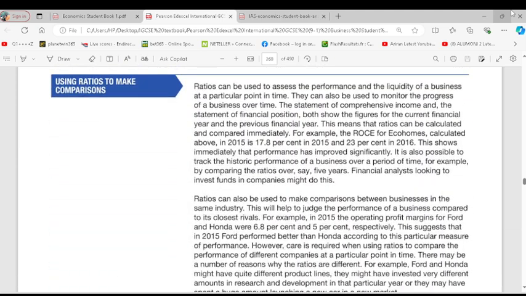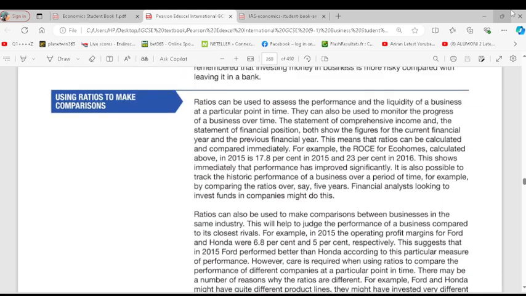So, using ratios to make comparisons. Ratios can be used to assess the performance and liquidity of a business at a particular point in time. They can also be used to monitor the progress of a business over time. The statement of comprehensive income and the statement of financial position both show the figures for the current financial year and previous financial year. This means that ratios can be calculated and compared immediately.